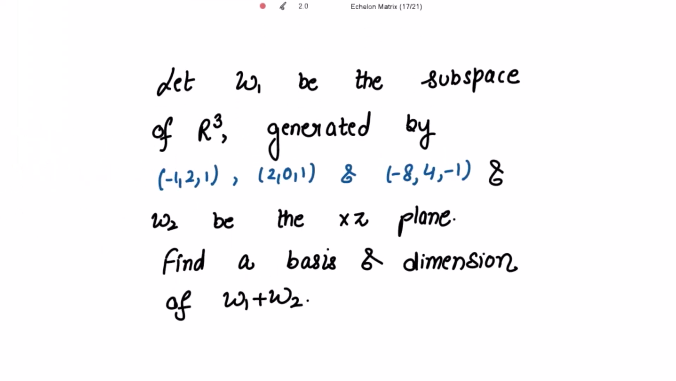Let W1 be the subspace of R3 generated by these three vectors and W2 be the xz plane. We need to find the basis and dimension of W1 plus W2. So these are the vectors that are generated by W1. What we need is to get the vectors generated by W2 also, right?